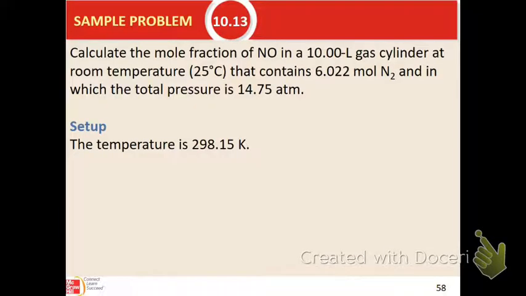Again, this is from a problem that's in your text. Sample problem 10.13. If you want to know the mole fraction for a gas that's in a 10-liter cylinder at room temperature, and it's got 6.22 moles of nitrogen, and the total pressure, and you got your total temperature right there.